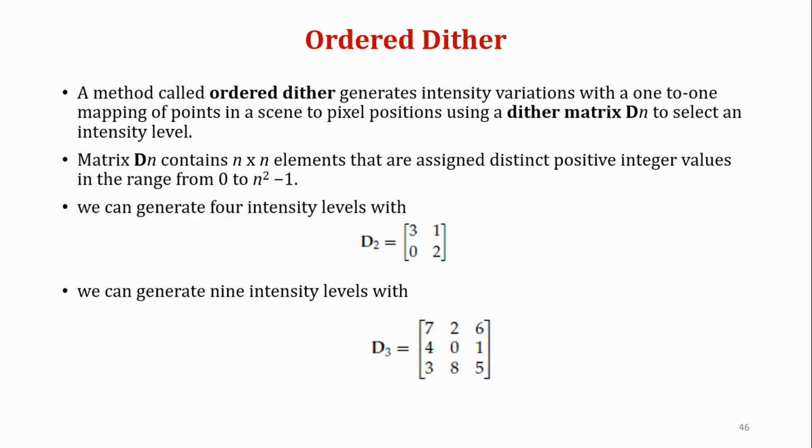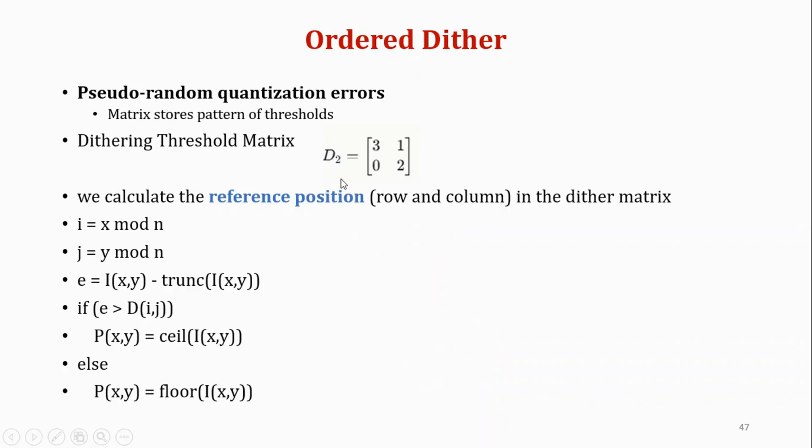So next is ordered dithering. Ordered dithering uses a threshold matrix called the dither matrix. The pixel intensities are compared with the matrix values, and based on the comparison, pixels are rounded up or rounded down. That's what ordered dithering is. So here the matrix Dn is called the dither matrix. It may contain n cross n elements. For example, at the second level, D2 is this dither matrix. For D3, this is the dither matrix, and for D4, the threshold matrix is going to be this one.